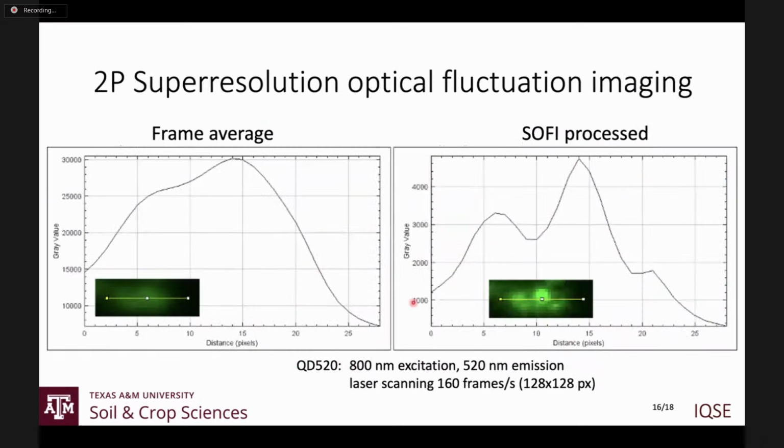Here, you can see on the left a standard 2-photon image and a line out through that image of the same quantum dots, where you can see that it's a washed out blob where you would not be able to tell whether there is 1, 2, or 3 quantum dots in there. And on the right hand side, you can see the same sample when we did SOFI post-processing on those images. And you can see that there's actually several isolated emitters there.